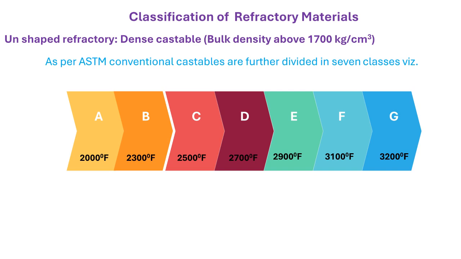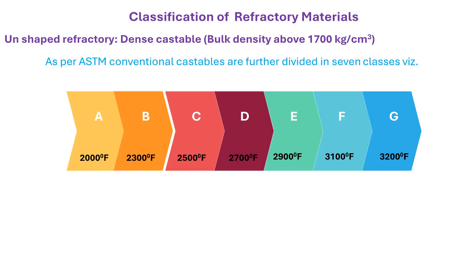According to ASTM, conventional castables are divided into 7 classes. Class A is rated for service up to 2000 degrees Fahrenheit. Class B goes up to 2300 degrees Fahrenheit. Class C is rated to 2500 degrees Fahrenheit. Class D can handle 2700 degrees Fahrenheit.